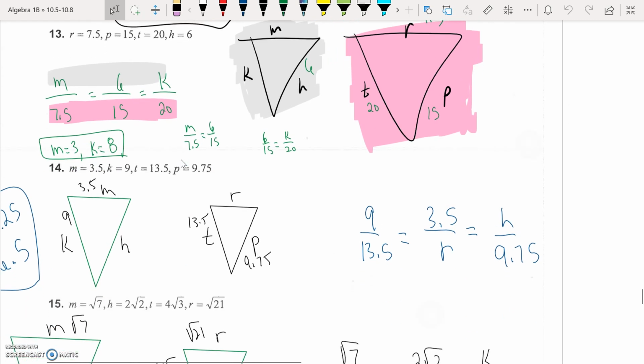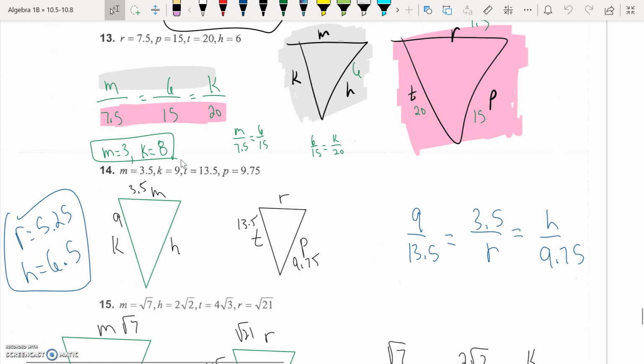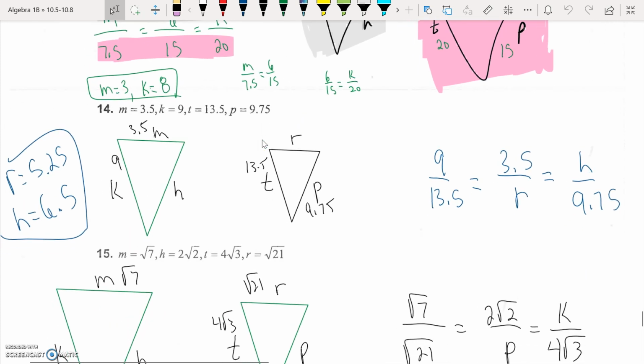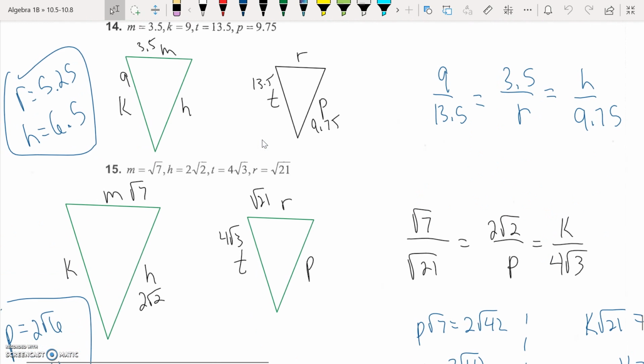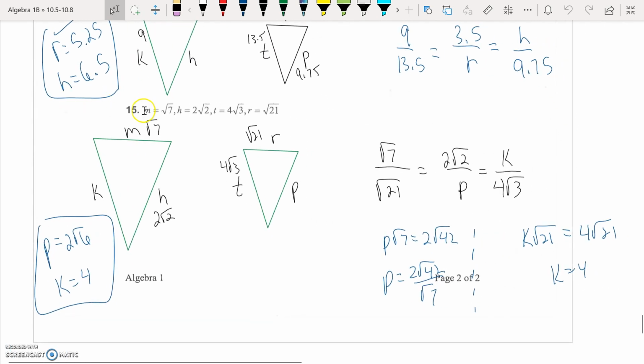Here are your solutions for numbers 13 and 14. Number 13, I used colors again for those. M is equal to 3, K is equal to 8. Here are the equations I used. For number 14, I have my drawings, I have the proportions. There's the values, the answers for R and H. And number 15 uses some good radical work that we did in the last unit. Here are all the corresponding sides lined up, and if we cross multiply again, we can solve for P and we can solve for K.